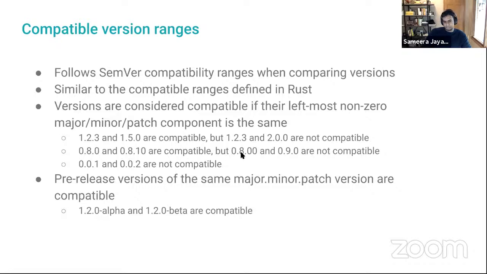But here, leftmost, I think there's a typo here, an additional 0. See 8, 9, they're not compatible. Now the same rule applies here. The leftmost non-zero is 1 and 2. They are not compatible. So that's an easy way to figure out the compatible version ranges in Ballerina. When it comes to pre-releases, usually pre-releases are something like alpha, beta versions. We say pre-releases are compatible if their major, minor, patch versions are the same, right? So that's about compatible version ranges.